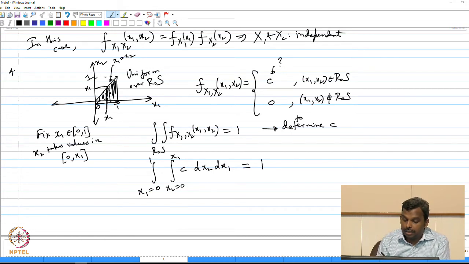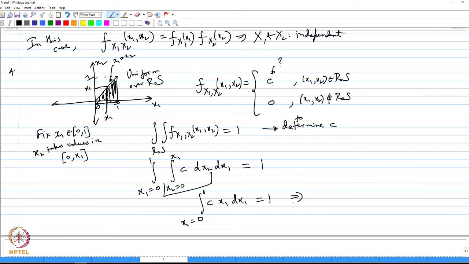So let's simplify the LHS. This one is an easy enough integral. Integral C dx2, so you will get integral from x1 equals 0 to 1 of C times x1 dx1. This needs to be equal to 1, which implies, now this integral is also easy, C times integral 0 to 1 of x1 dx1, we saw that before, that's half. It's equal to 1, which implies C equals 2. So this is how you determine the constant. If you want uniform over a certain region of support, you will have a constant which is different from 1. So this is 2.